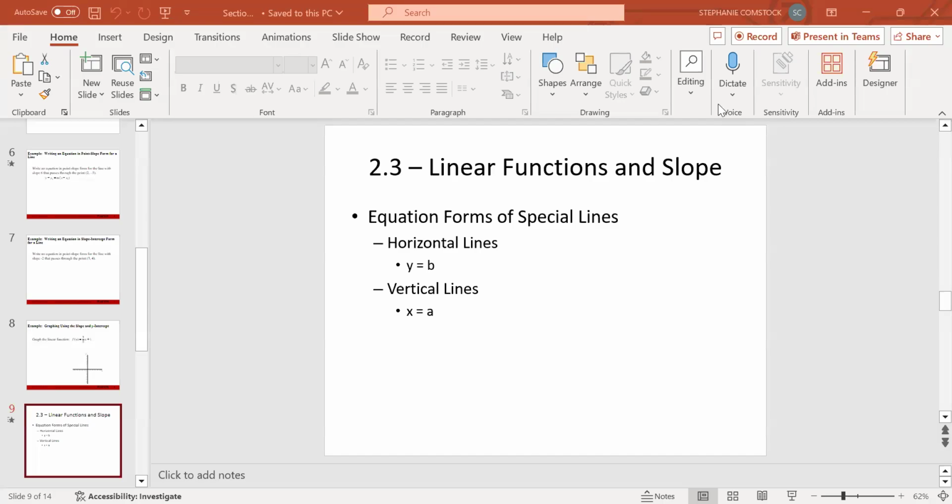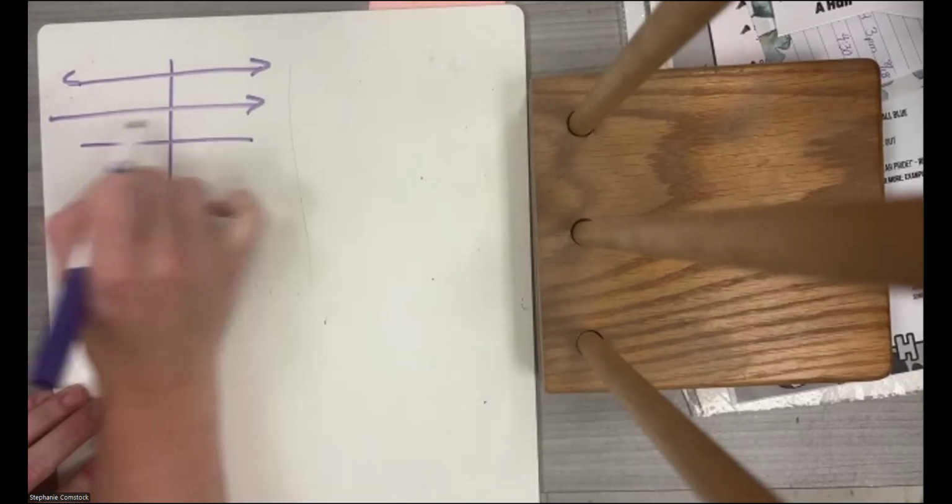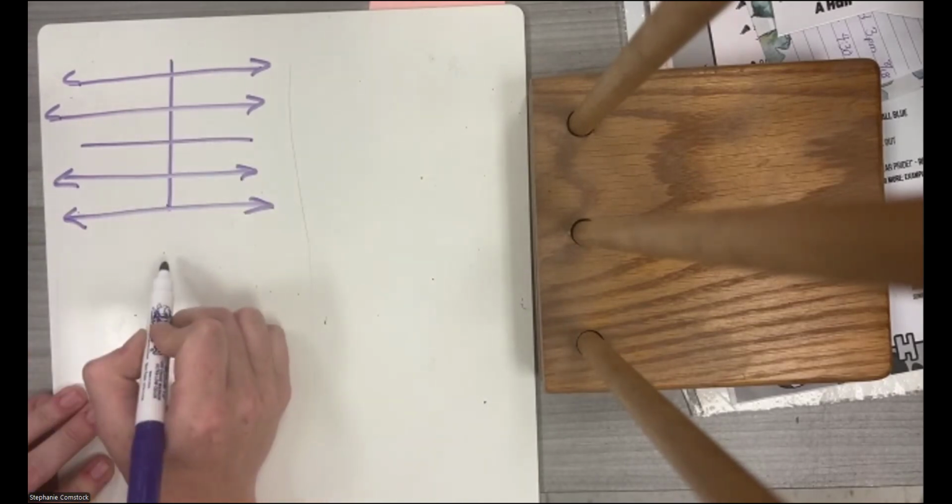Okay, so for this section, we are going to be discussing special forms and then an intercepts form of a line. So the first thing is when we talk about horizontal lines, which run side to side. If we picture that on a grid space, every single one of those horizontal lines will have to cross over the y-axis. Okay? So if I were to draw a horizontal line here, or here, or here, or here, they all have to cross over the y-axis.